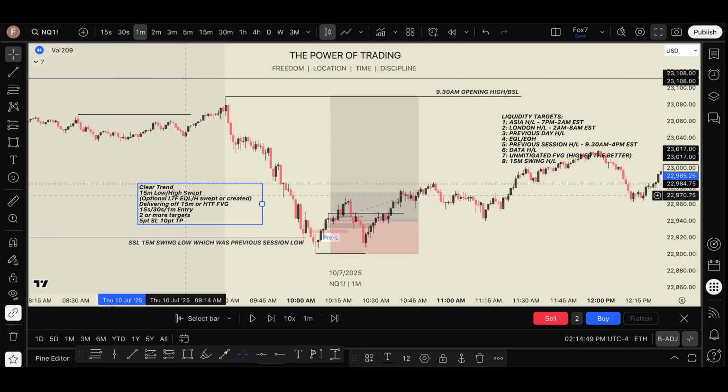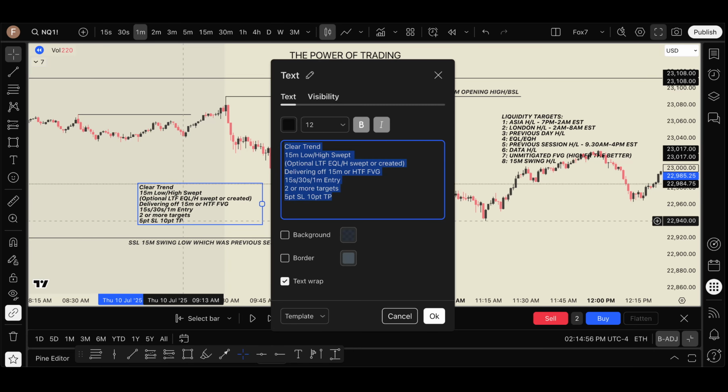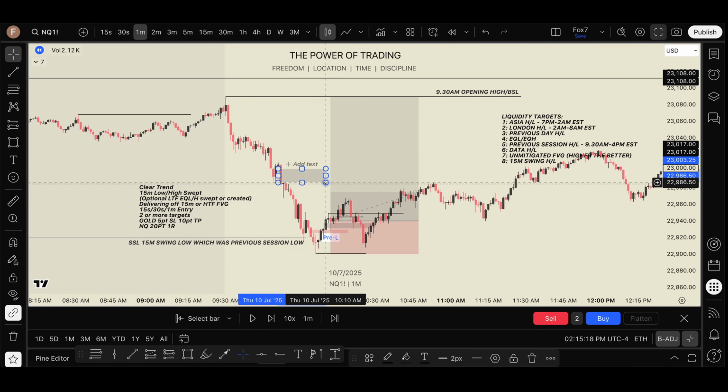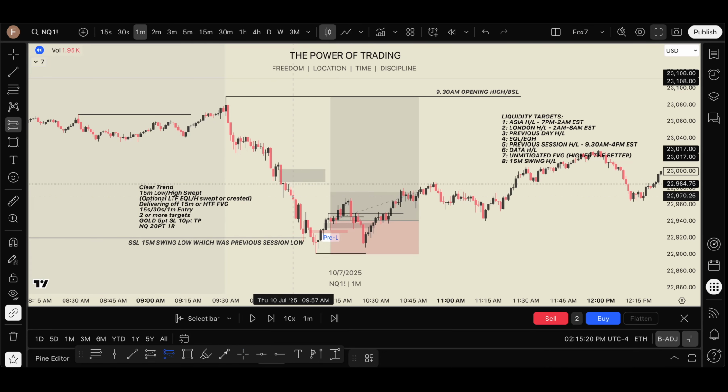So I skipped over the portion of why the trade worked with the higher probability. And let me just change that. 5 points is for gold. NQ is 20 points, 1R. But we had the clear trend, so that's why I'm saying you can take the continuation model and enter there.